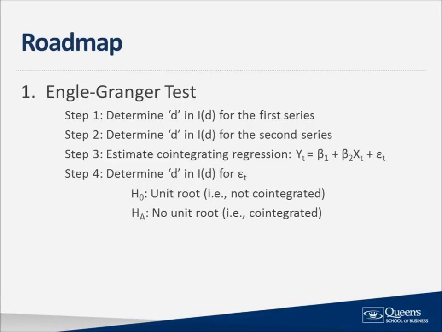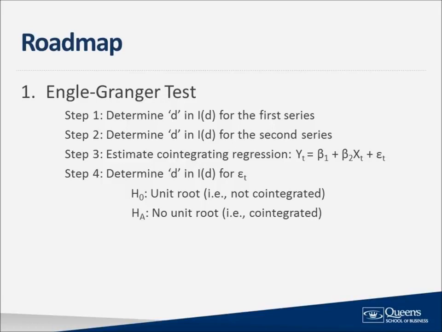The null and alternative hypotheses for the ADF test are identical when performing the Engle-Granger test for cointegration, except that we follow different critical values, which are called the MacKinnon critical values. The null hypothesis is that the series contains a unit root, which means they are not cointegrated. The alternative hypothesis is that there is no unit root, which means that the series are cointegrated.